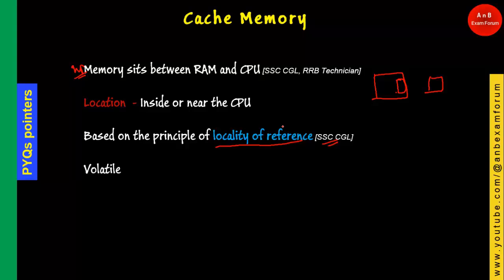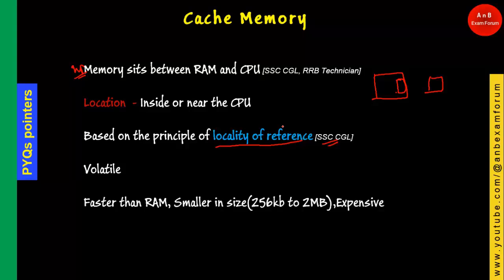And obviously it is volatile because it depends upon electricity to operate. And the next one, it is faster since it is closer to the CPU, and it will be smaller in size. It is not like the secondary storage device or the RAM. It is generally smaller in size, having a size of 256 KB to 2 MB. Since it is smaller in size, it is expensive.